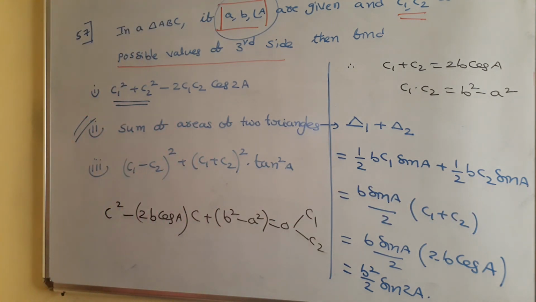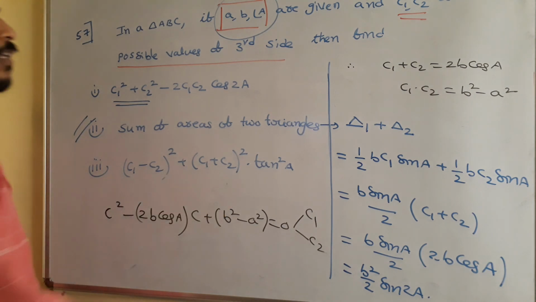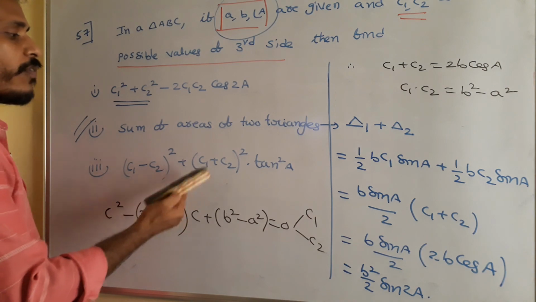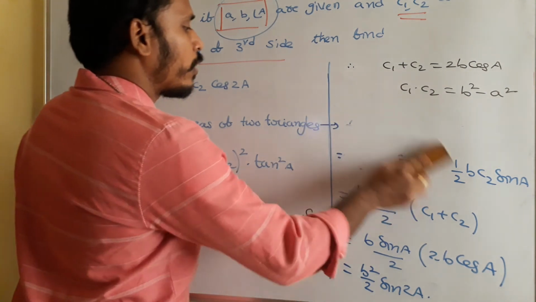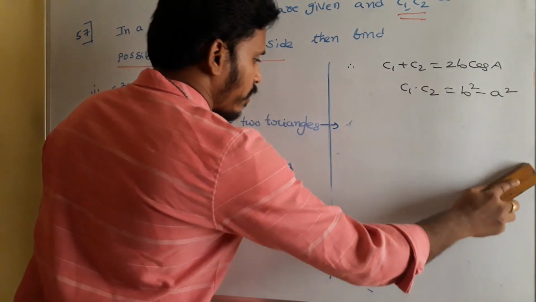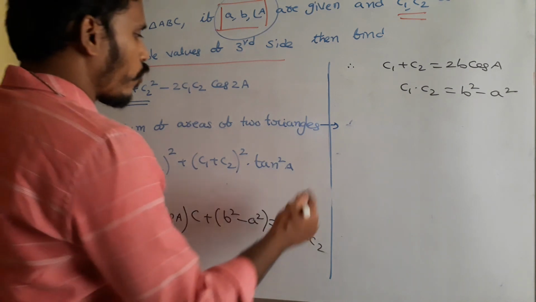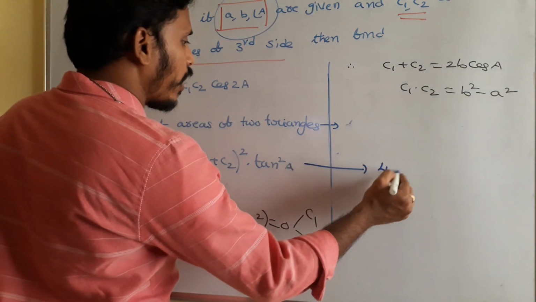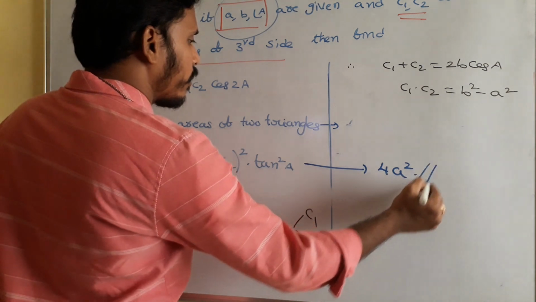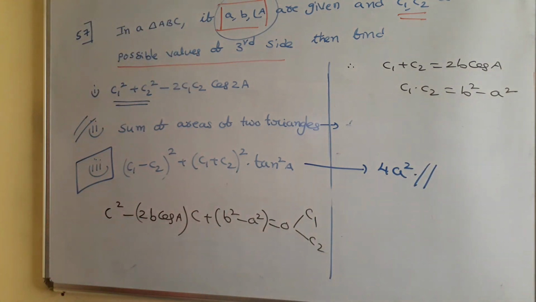I have another problem to discuss, where you need to find the simplified value of C1 minus C2 whole square plus C1 plus C2 whole square into tan squared A. Just as I discussed the first one and second one, now you try to find the third one. Just like the first one, if you try the third one, you will get the simplification as 4A square. That's your answer, and this is for your practice.